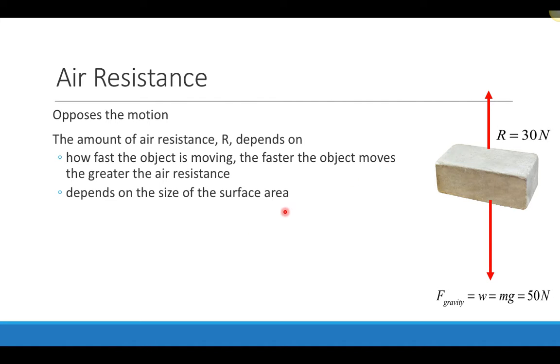It also depends on the surface area of the object. So a brick would actually have a larger surface area than a tennis ball. So in general, it would experience a greater air resistance versus the tennis ball. So air resistance is going to be larger the faster the object is moving, and it's also going to depend on basically how big the object is, surface area wise. So this object would experience, in this case, a net downward force of 20 newtons versus the net downward force of 50 if the air resistance wasn't there.